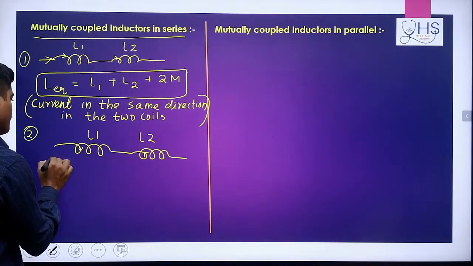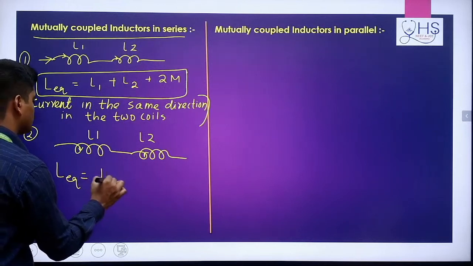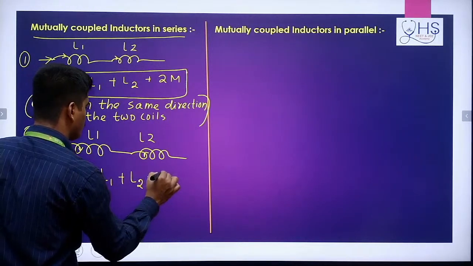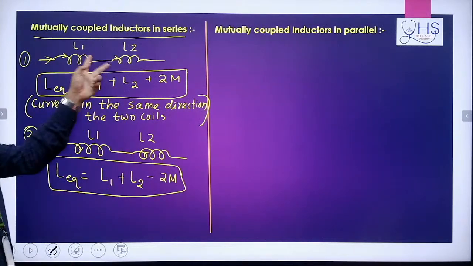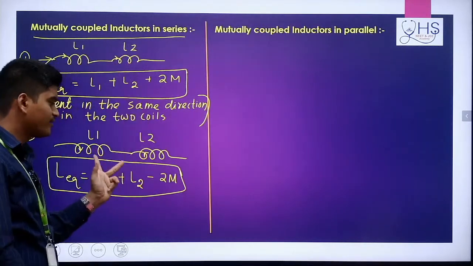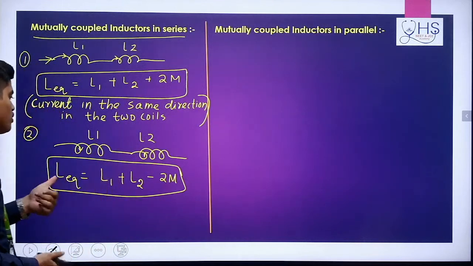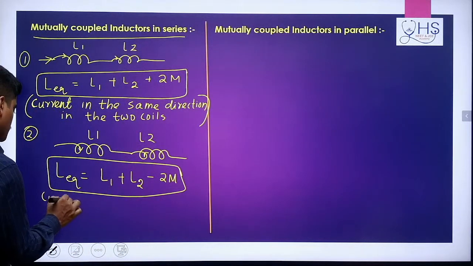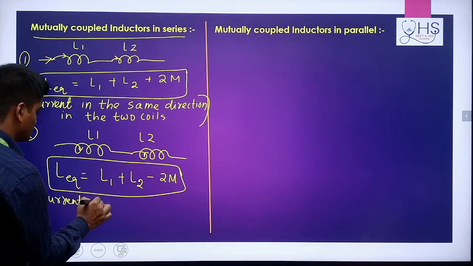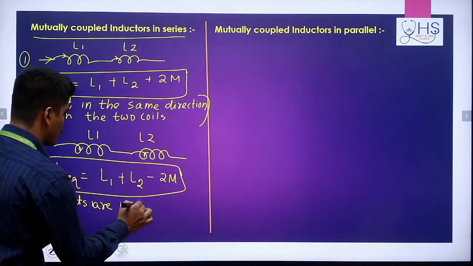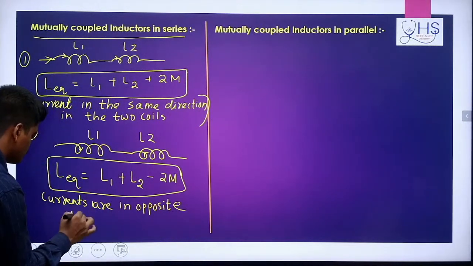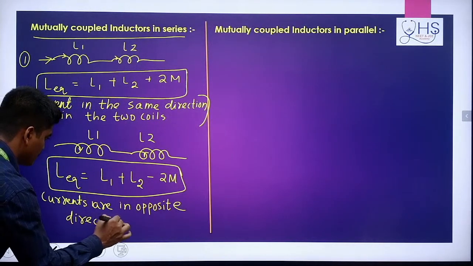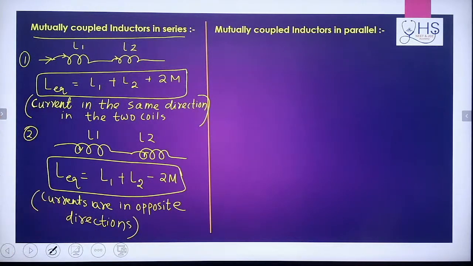Now here, what is happening? If you want to find L equivalent, it is L1 plus L2 minus 2M. So here two magnetic fields are supporting each other, but here two magnetic fields are opposing each other. So here currents are in the opposite direction. Currents are in opposite directions, so L equivalent equals L1 plus L2 minus 2M.